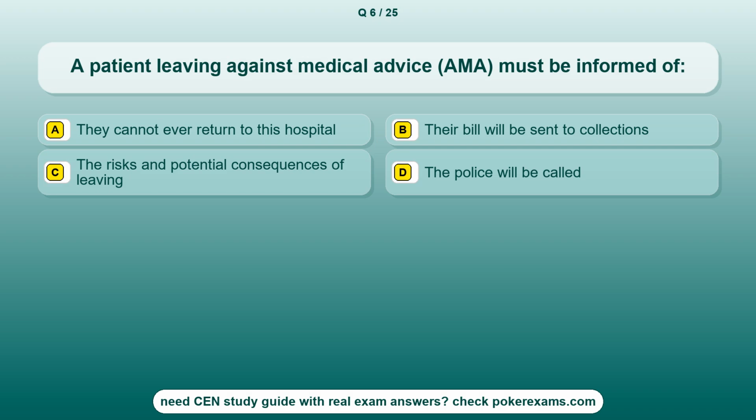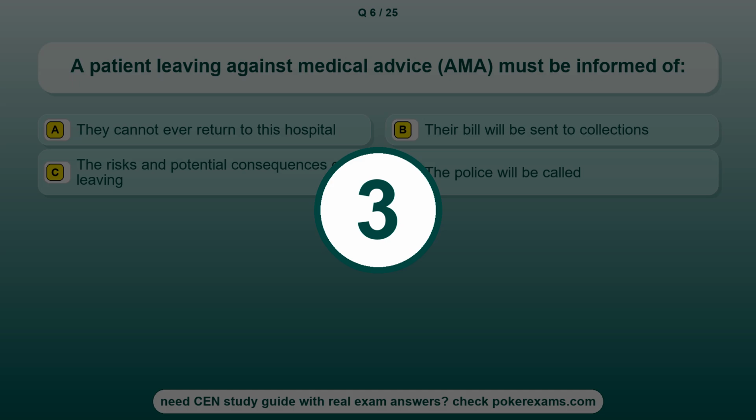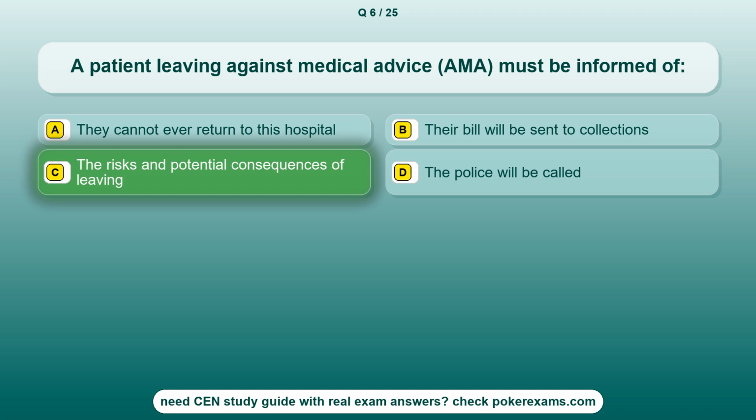Question 6. A patient leaving against medical advice, AMA, must be informed of: Option A, they cannot ever return to this hospital. Option B, their bill will be sent to collections. Option C, the risks and potential consequences of leaving. Option D, the police will be called. The correct answer is option C, the risks and potential consequences of leaving.